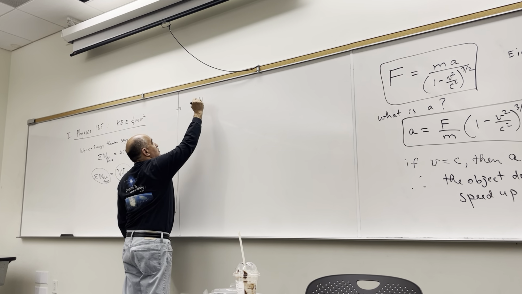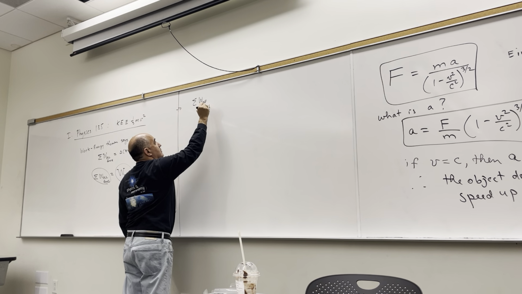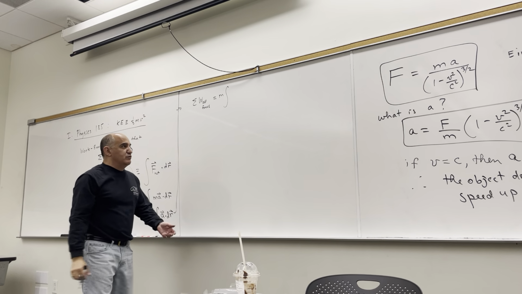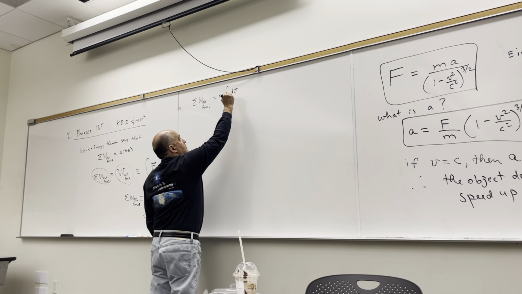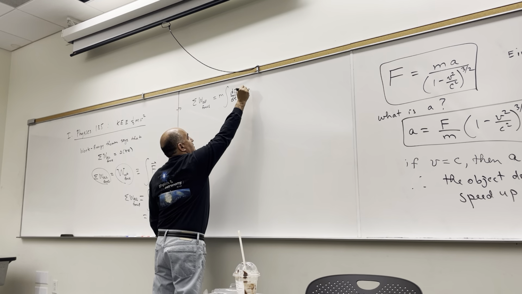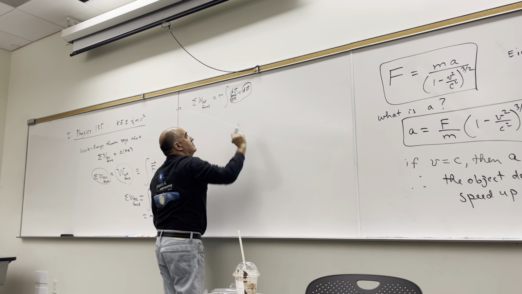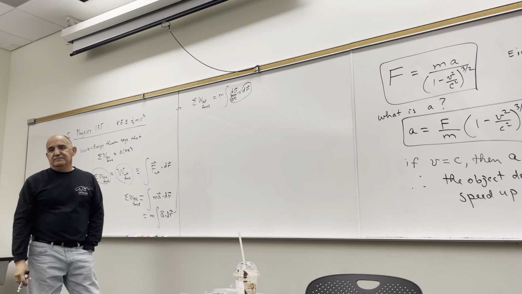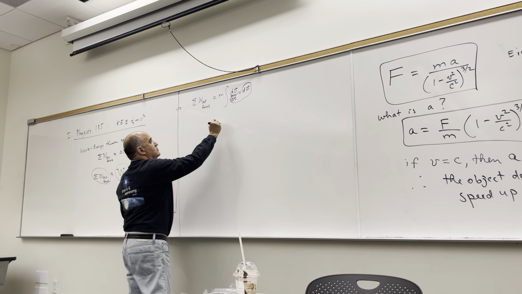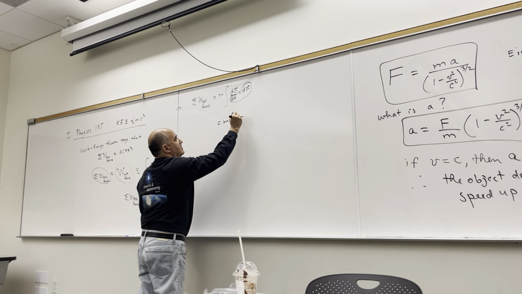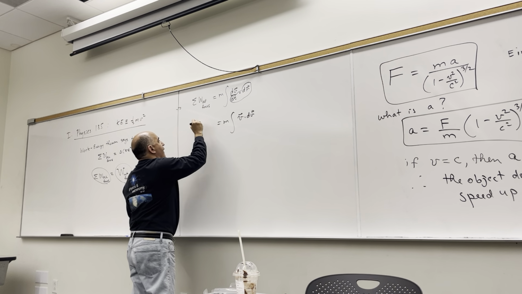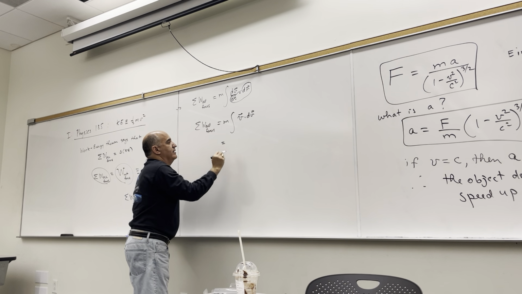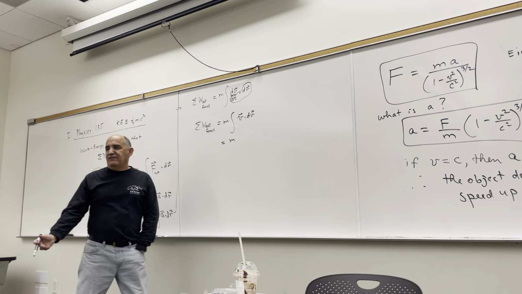So the sum of the work done by all the forces is equal to m, and then the acceleration is defined as the derivative of the velocity with respect to time, and then that's dr. Now, what is this? What's dr/dt? The velocity, right? So this will be m, and then this will be v dotted with dv.